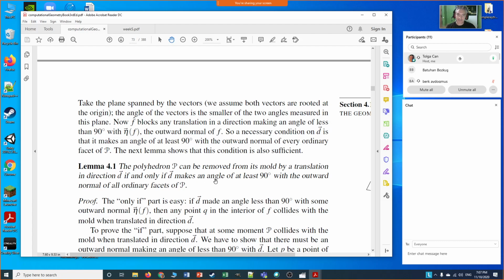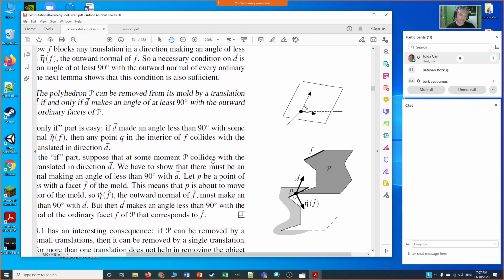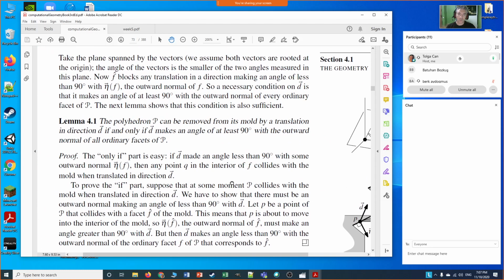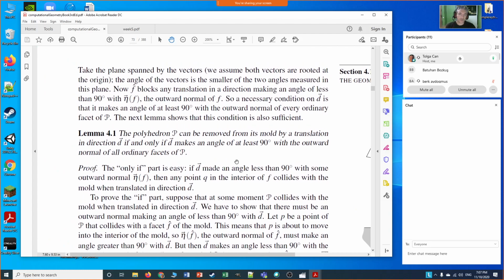If and only if D makes an angle of at least 90 degrees with the outward normal of all ordinary facets of P. So it says that it has to make more than 90 degrees with the normal of its faces. The normal of a face is the opposite direction of the normal of the mold. Therefore, for example, if this is the normal of the mold, this is the normal of the face, so it has to make more than 90 degrees. So we first make this observation.